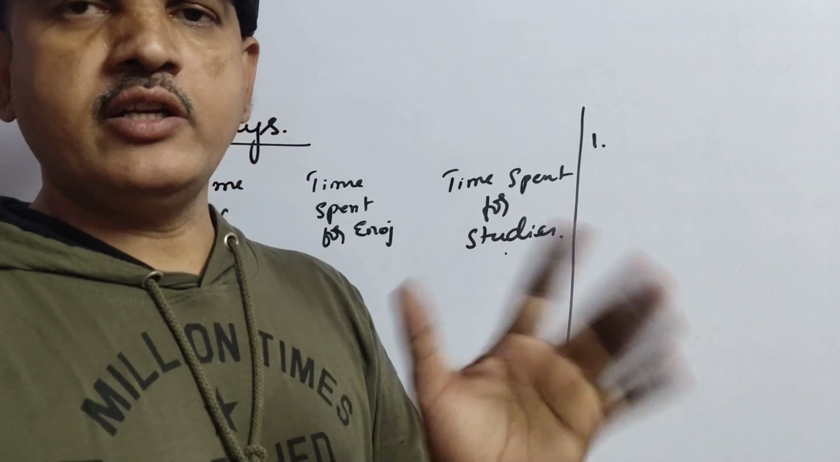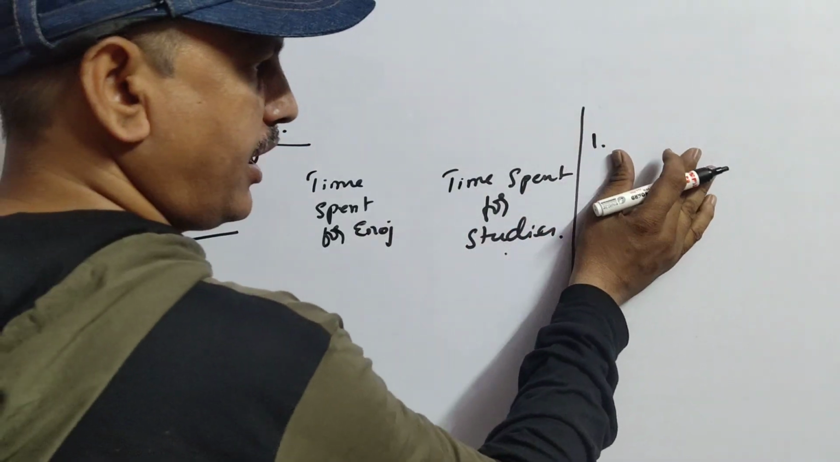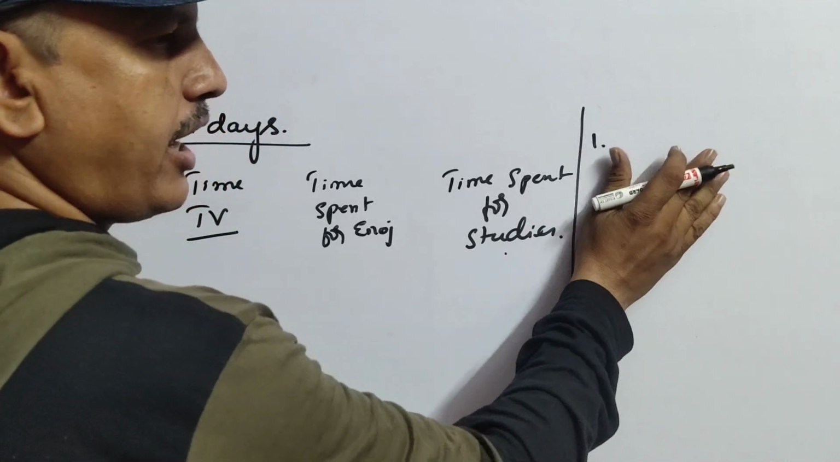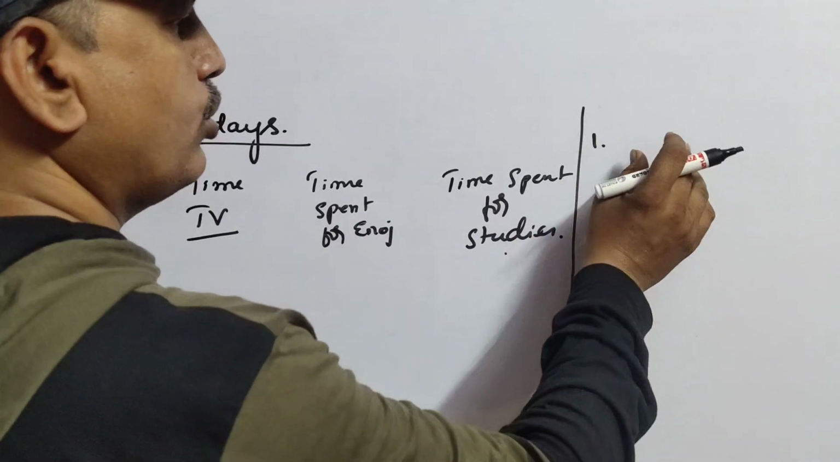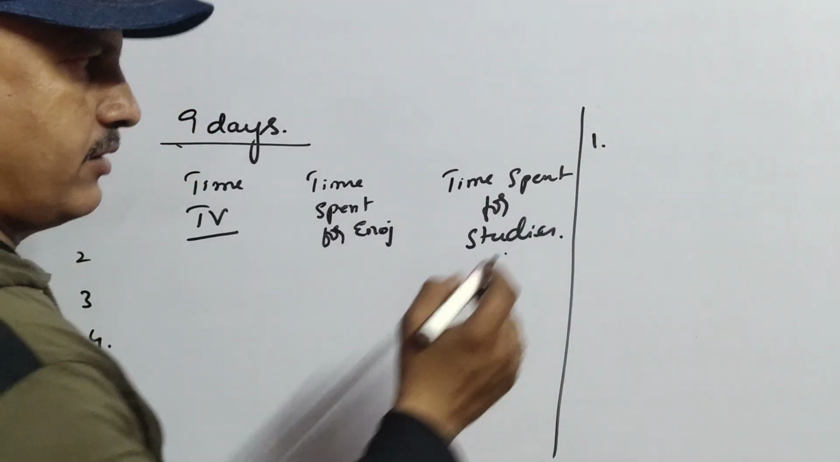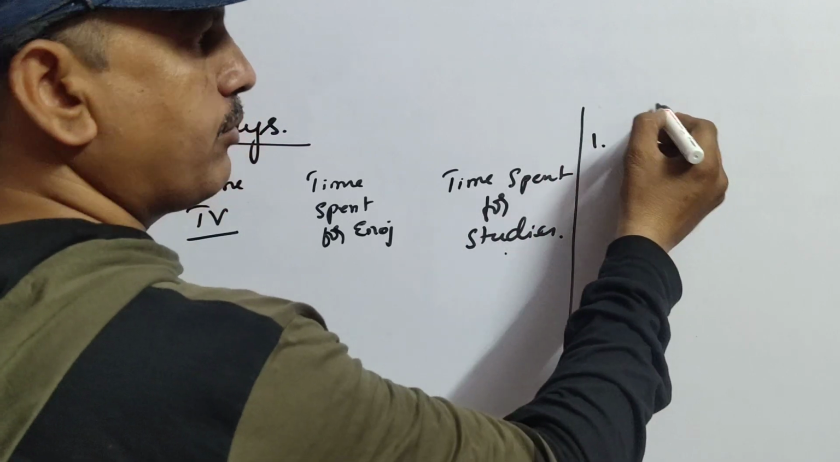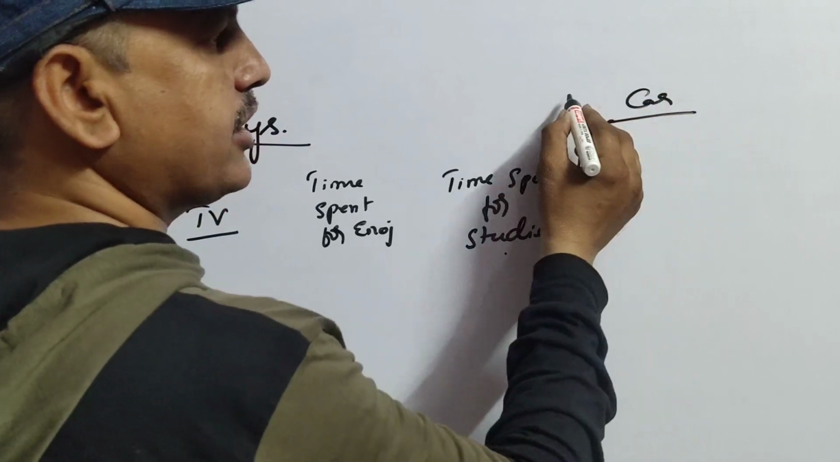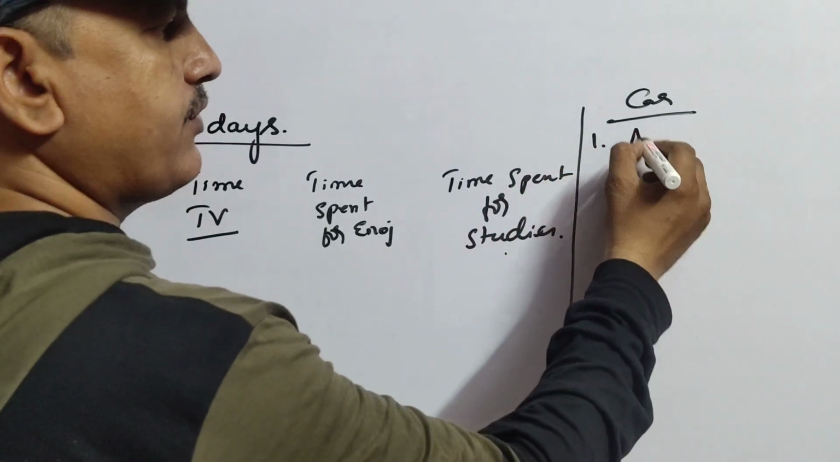Traveling is different. But first I am going to give the task to the children who traveled by car. Just keep a heading like this: travel by car. Amount spent for petrol.